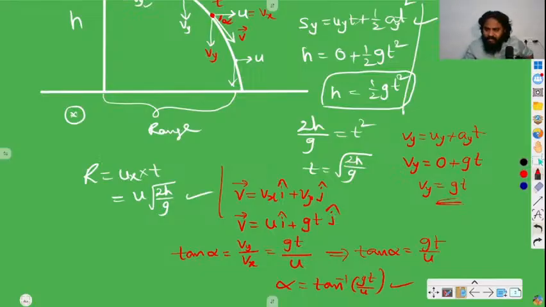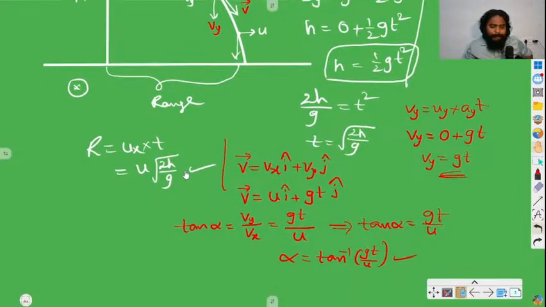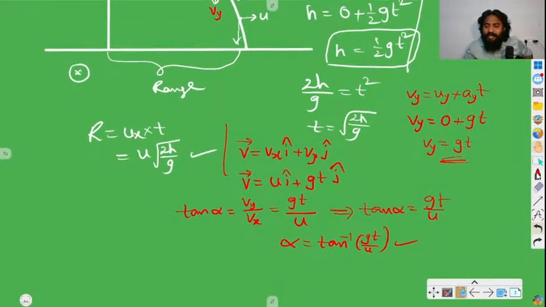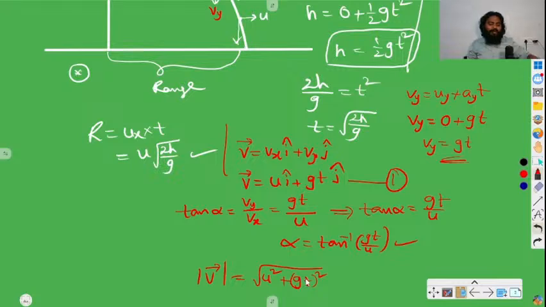And one more thing which you can use here: if you want to find out the magnitude of this velocity, this is the vector form, right? The magnitude of velocity is equal to root of x component square plus y component square, right? This is the formula to find out velocity at any point, right?